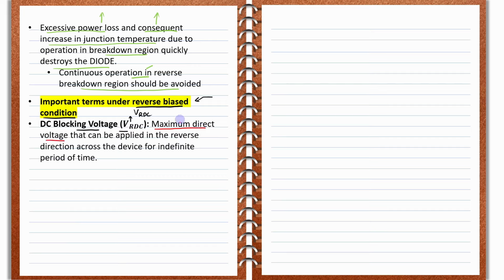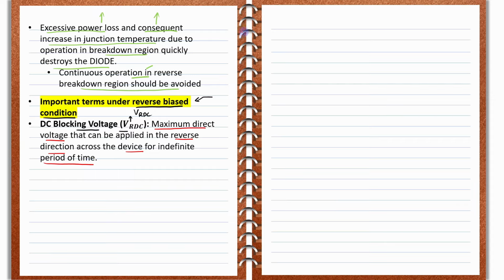Remember, it's a DC value. Maximum direct voltage that can be applied in the reverse direction of the device for an indefinite period of time. Okay, so this is basically a reverse voltage that you can apply across a diode for indefinite time. So whatever you can apply continuously on the diode, and the diode will not get damaged.